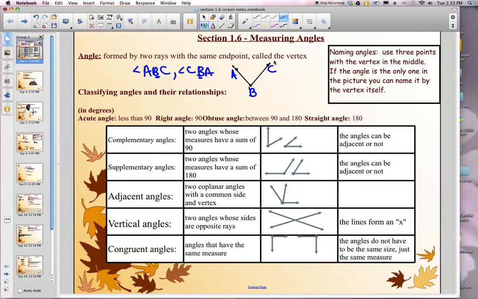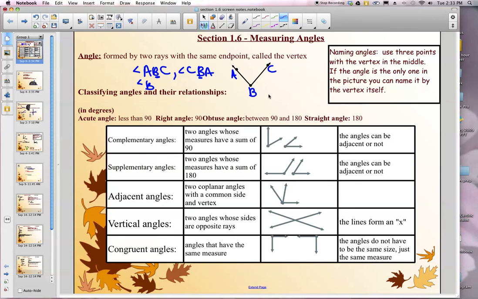If this angle is the only angle in the picture that has B as a vertex, then you can simply call it angle B. That's an appropriate way to name this angle. Now, if you have a picture, for example, like this, where at the vertex you have 1, 2, 3, 4 angles, then you cannot name an angle angle B because I wouldn't know which angle you were talking about. But if it's the only one, then you can use just the vertex if you want.